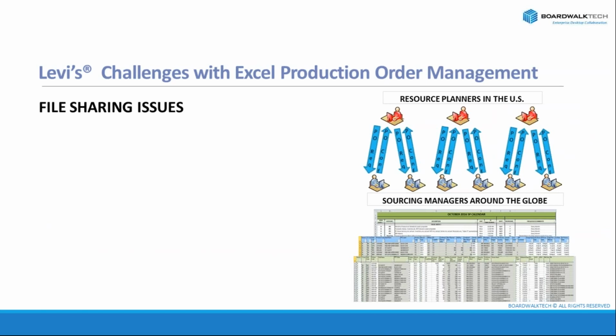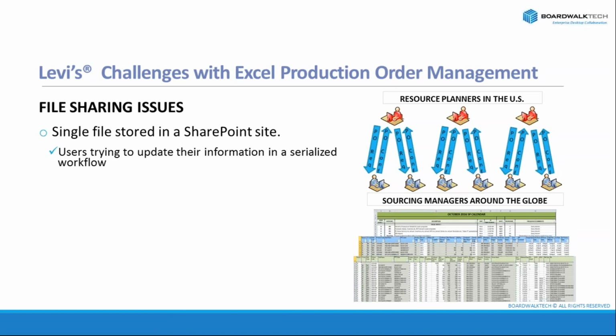So what are the challenges that Levi is faced with in this process? First and foremost is the file sharing issues. 8 years ago, we started with around 150 users trying to update this information. Today, we have about half of that. And to facilitate the process, the business had a single file saved on the SharePoint site. This single file had thousands of rows of data, and these users were trying to get their share of data updated.